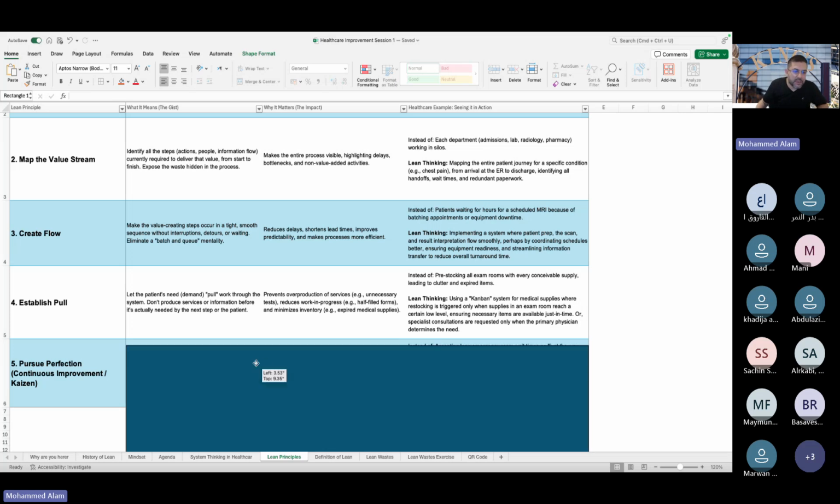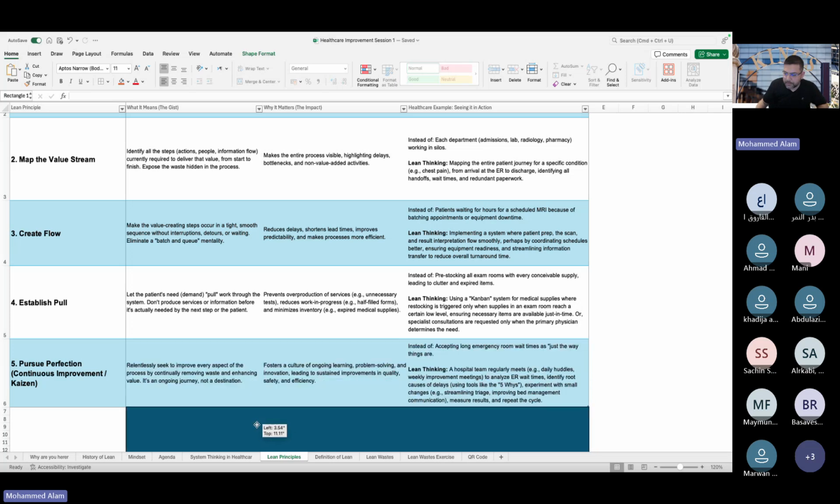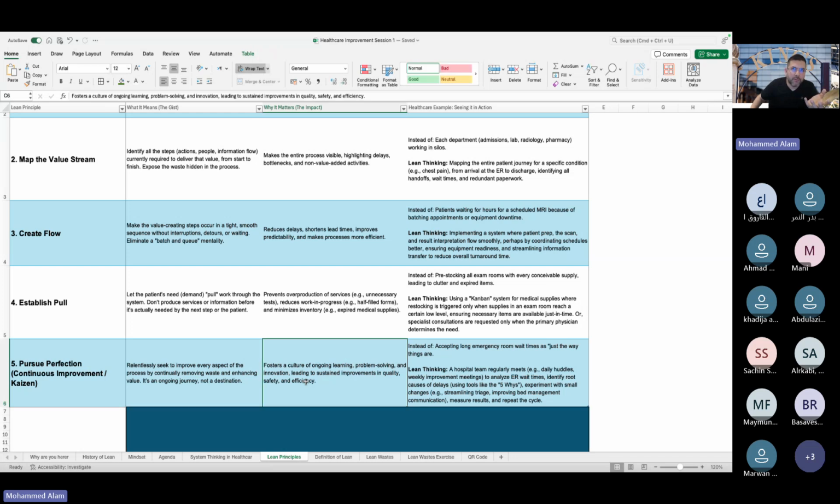And the last principle is a very, very beautiful principle which talks about you never stop improving something. You keep on improving. There's always an opportunity for improvement. So it is about relentlessly seeking to improve every aspect of the process by continually removing waste and enhancing value. And it's an ongoing journey. It's not a destination.